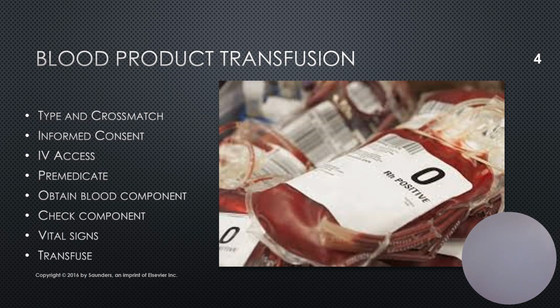Transfusing the packed red blood cells. Again, we can use smaller needles, but we should use at least a 22 or 20 gauge IV catheter. Administer each unit over 2 to 4 hours. Change the administration set at least every 4 hours. Infuse slowly for the first 15 minutes. Monitor for reactions, and then we can increase that flow rate.